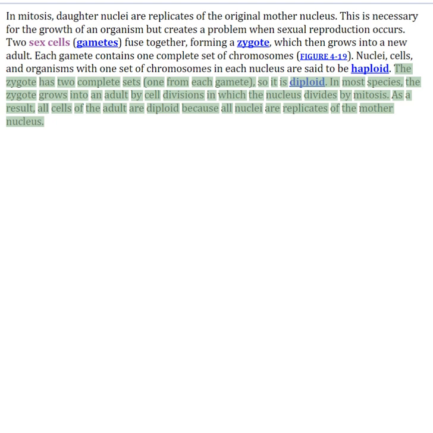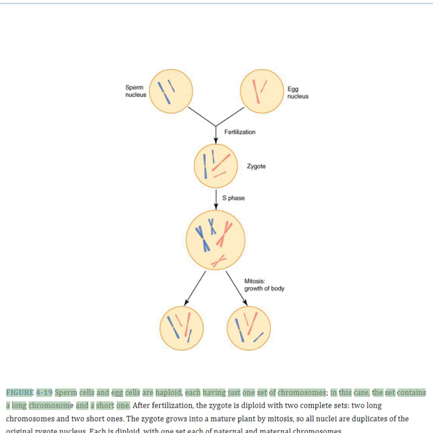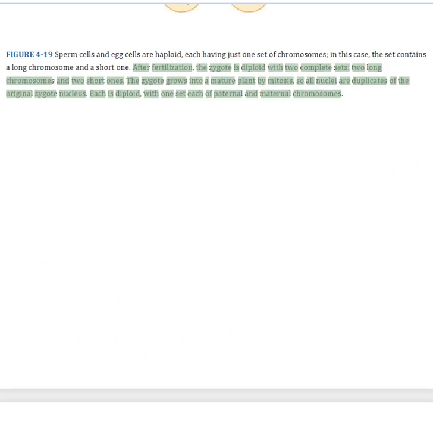In most species, the zygote grows into an adult by cell divisions in which the nucleus divides by mitosis. As a result, all cells of the adult are diploid because all nuclei are replicates of the mother nucleus. Figure 4:19 Sperm cells and egg cells are haploid, each having just one set of chromosomes. In this case, the set contains a long chromosome and a short one. After fertilization, the zygote is diploid with two complete sets, two long chromosomes and two short ones. The zygote grows into a mature plant by mitosis, so all nuclei are duplicates of the original zygote nucleus. Each is diploid, with one set each of paternal and maternal chromosomes.